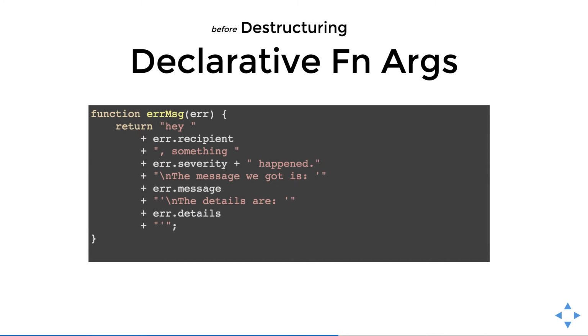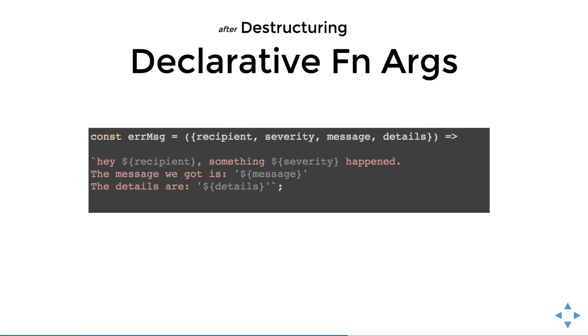So how about destructuring in declarative function arguments, right? If we were to look simply at just the signature of the function, it's not clear what's going on. You have to go through and read the body of the function and say, okay, error is an object. Error needs to have these properties: recipient, severity, message, and details. So to get a gist of what a function does, you have to read a little further into it. With destructuring, you could do the same thing.